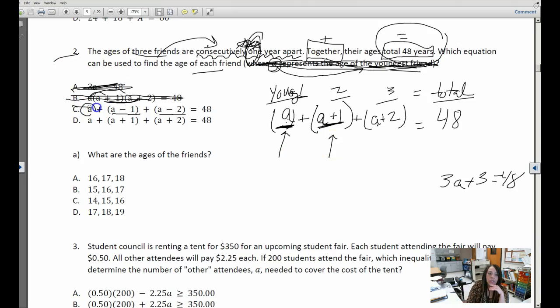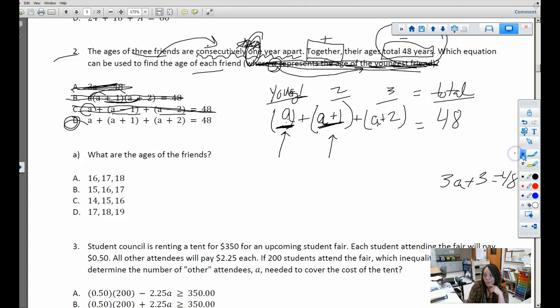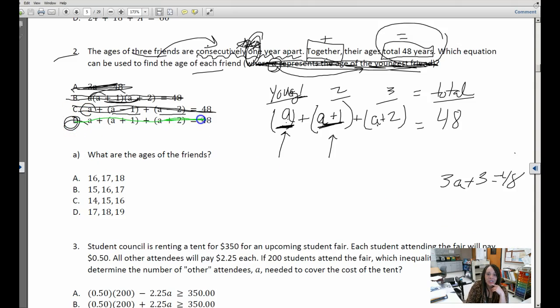Okay, so in our example, we got it completely correct with answer choice D, because it matches exactly what we wrote. It matches exactly what we said here.